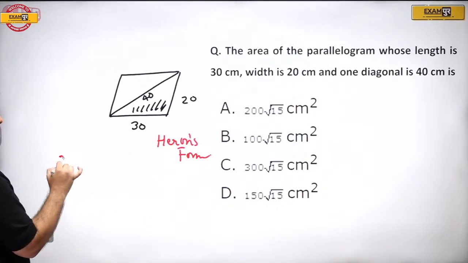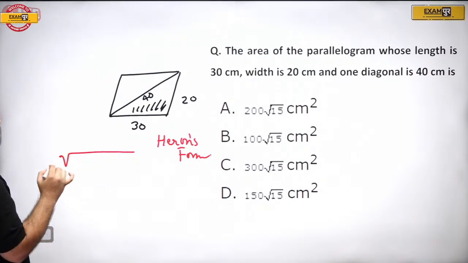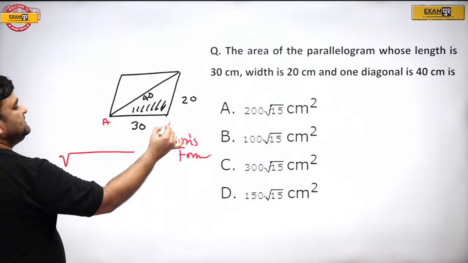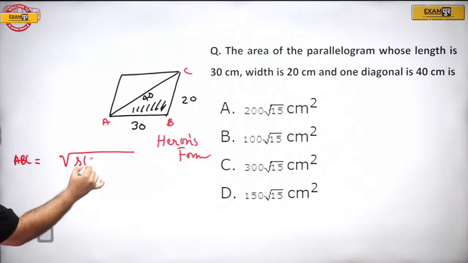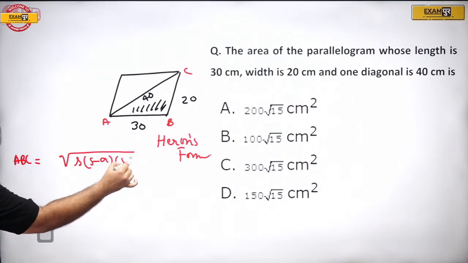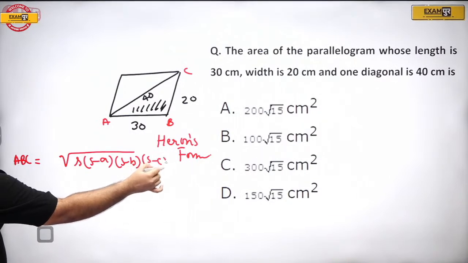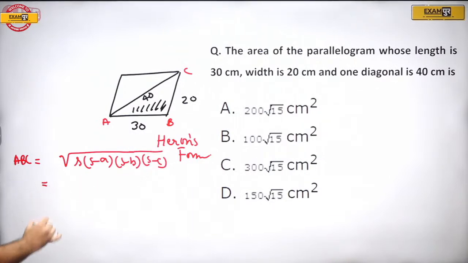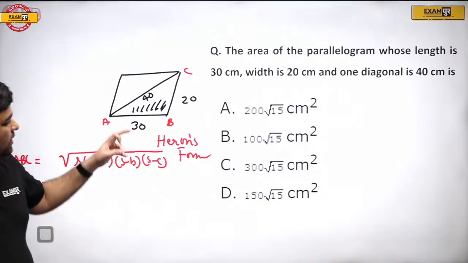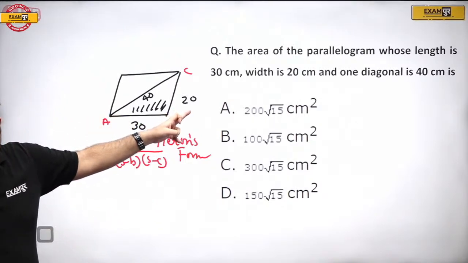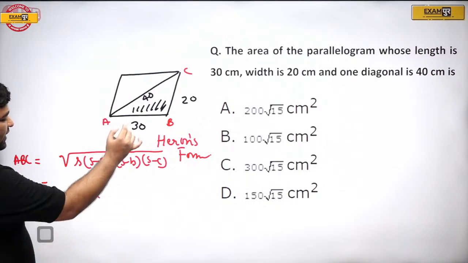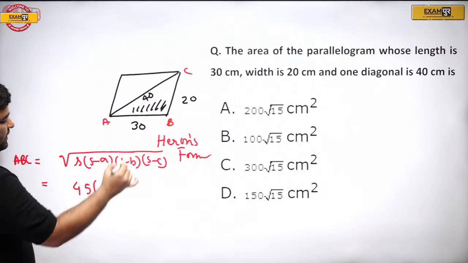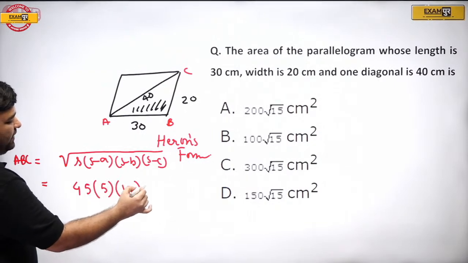So the area of triangle ABC is root of S into S minus A, S minus B, S minus C. What is the semi-perimeter? 30 plus 20 plus 40, 90. 90 divided by 2, 45. 45 minus 30, 15. 45 minus 20, 25.